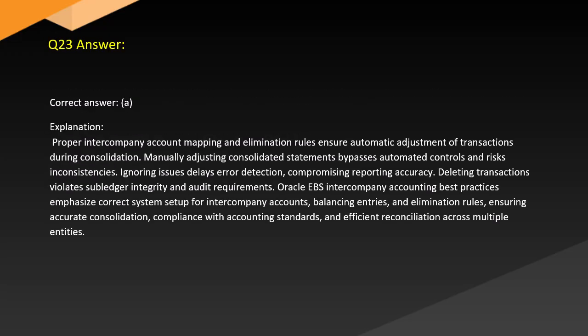Answer. Correct answer: A. Explanation. Proper intercompany account mapping and elimination rules ensure automatic adjustment of transactions during consolidation. Manually adjusting consolidated statements bypasses automated controls and risks inconsistencies. Ignoring issues delays error detection, compromising reporting accuracy. Deleting transactions violates subledger integrity and audit requirements. Oracle EBS intercompany accounting best practices emphasize correct system setup for intercompany accounts, balancing entries, and elimination rules, ensuring accurate consolidation, compliance with accounting standards, and efficient reconciliation across multiple entities.